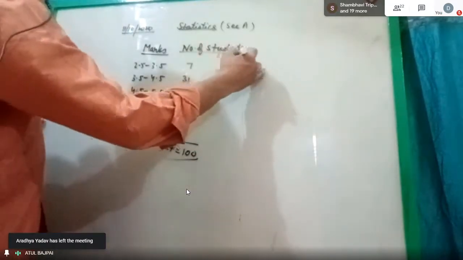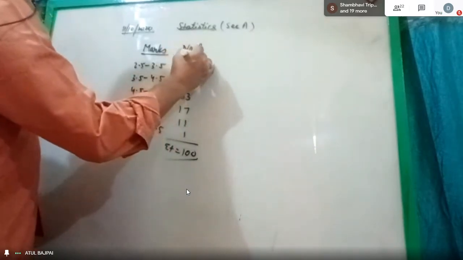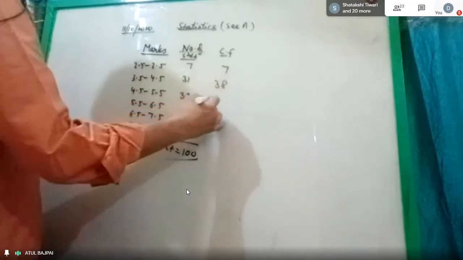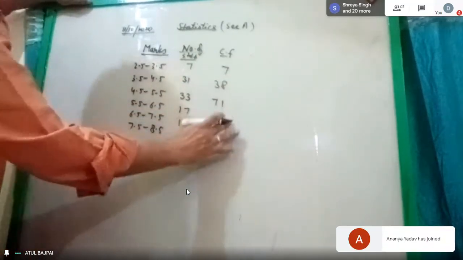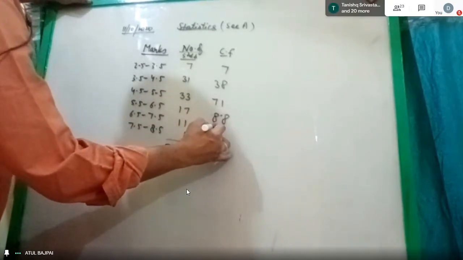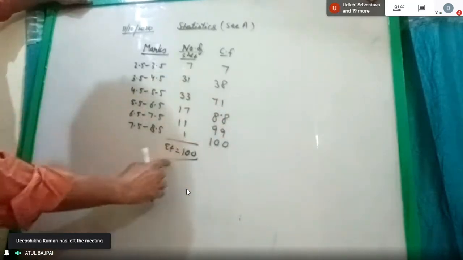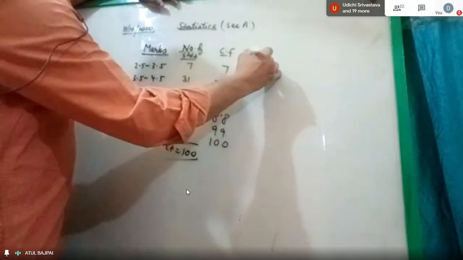Now coming to cumulative frequency. First students are 7, then 38, then 71. Check, is it correct? 88, 99 and 100. The last value matches. That means correct. Now we find the median class.